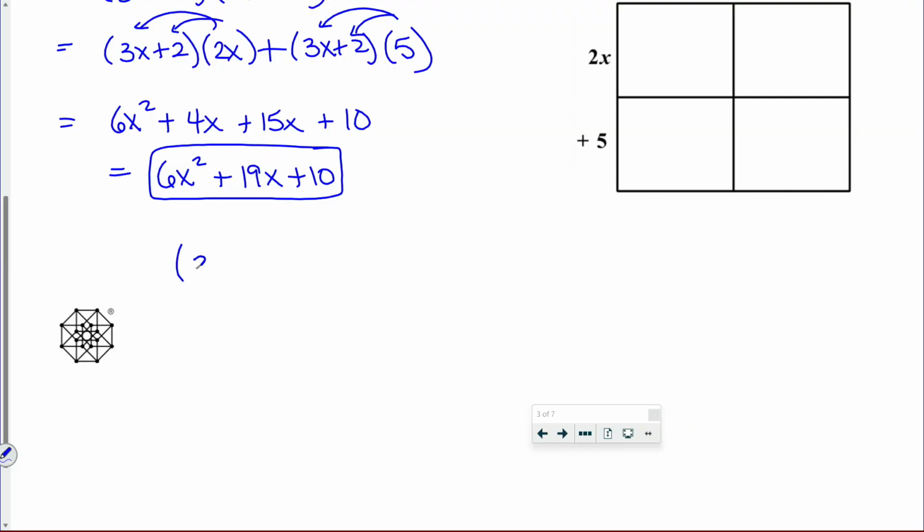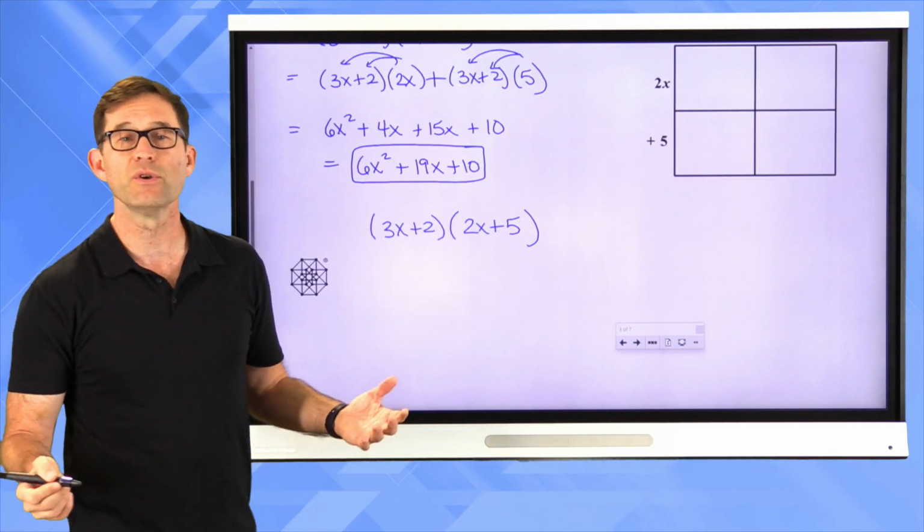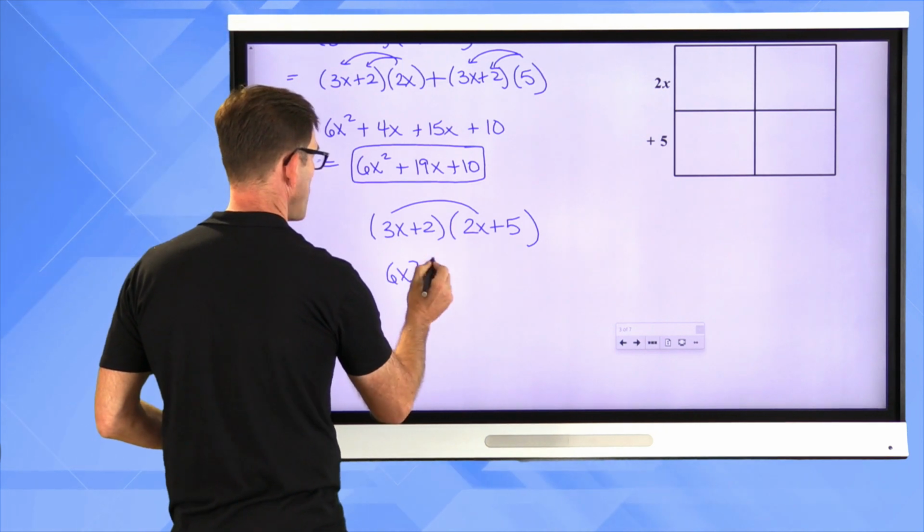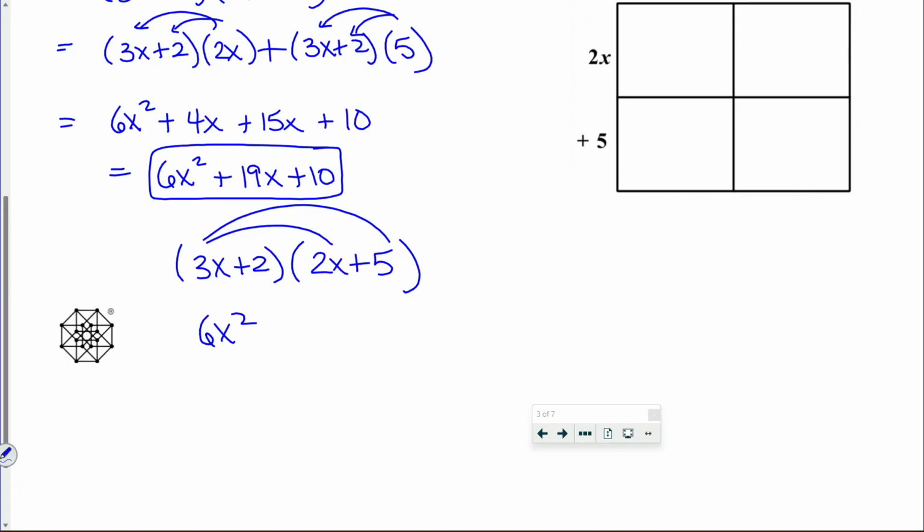Right? So the FOIL method: first, outer, inner, last. All right, 3x plus 2 times 2x plus 5. The FOIL method says that we should do the following. We should multiply the first two terms together, 6x squared. We should multiply the outer two terms together, 15x. We should multiply the inner two terms together, 4x. And we should multiply the last terms together, 10. And then, of course, we combine like terms and we end up with that final answer.